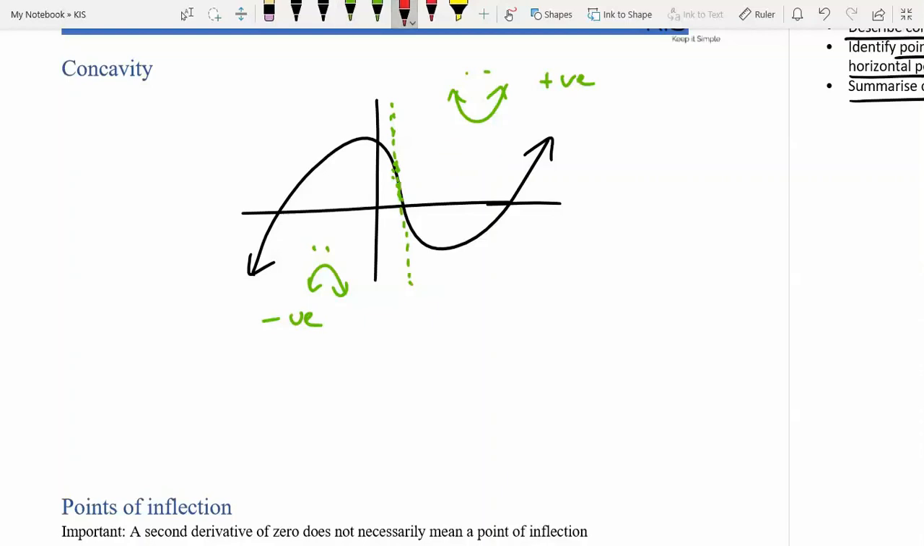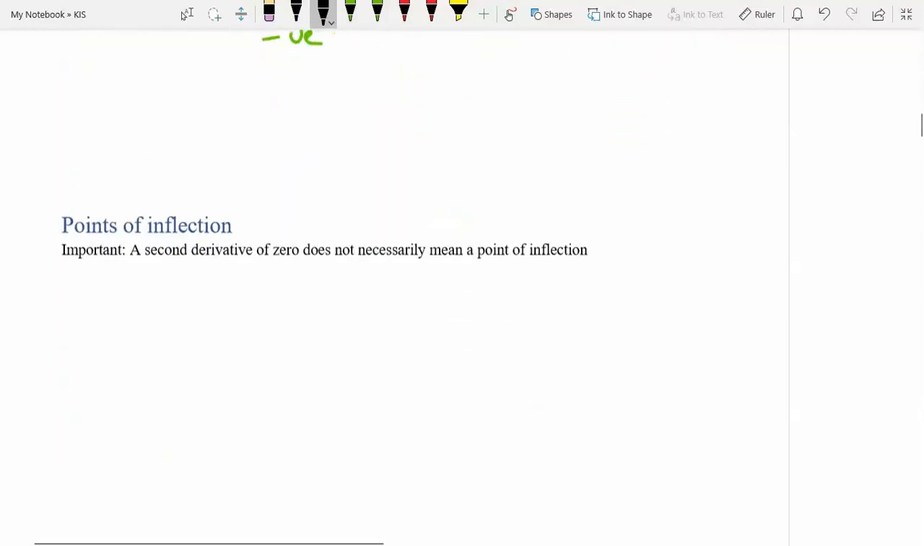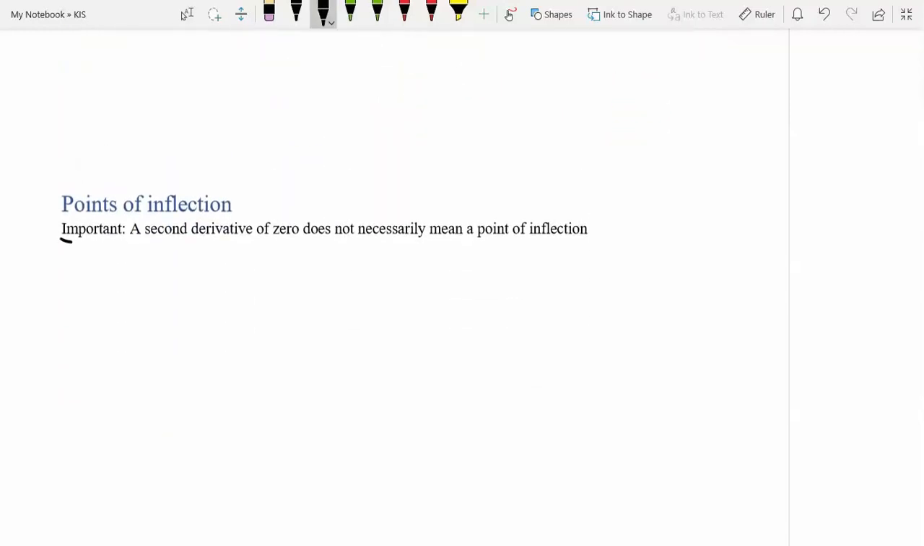Now, some of you may ask the question, what happens in between, right? Because whenever we've got something happening where we go from a negative to a positive, and it's a continuous function, at some point we need to cross over zero, right? Well, very good question. And the answer to that is a point of inflection. All right, we'll get to what this important note is at the end.